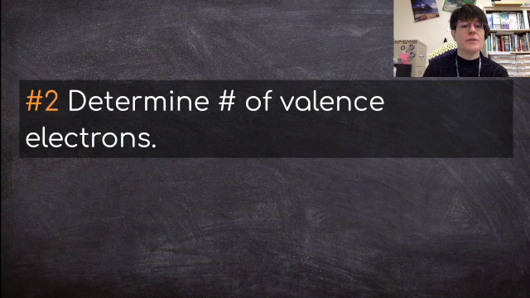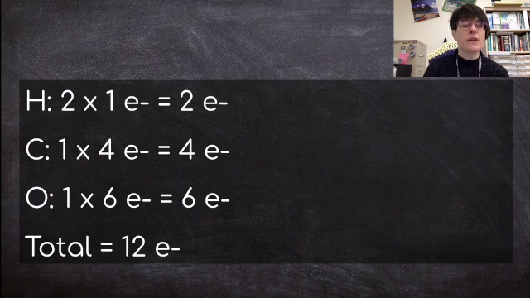The second thing we do is determine the number of valence electrons in each. When we look at hydrogen, we have 2 atoms of hydrogen, each having 1 electron. And so we have 2 valence electrons. For carbon, 1 atom has 4 valence electrons, so we have 4 valence electrons. Oxygen, just 1 atom, 6 valence electrons. So our total valence electrons is 12. This is important for making sure we have all of our electrons accounted for at the end.